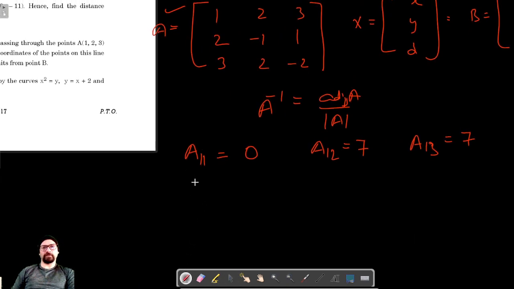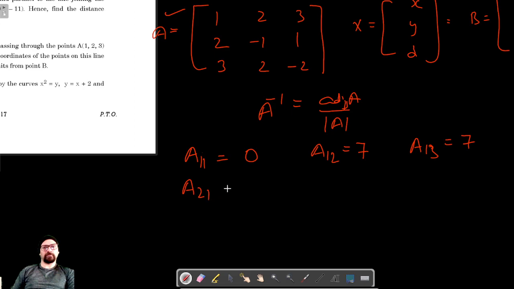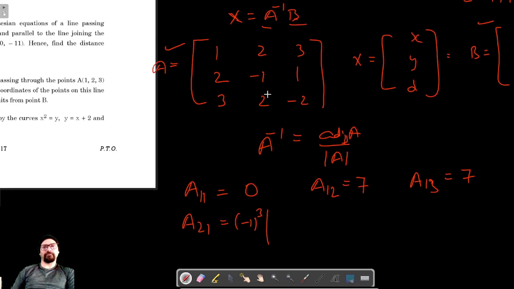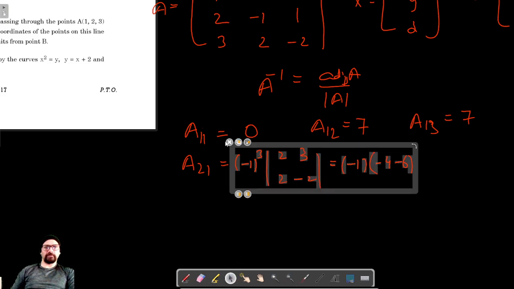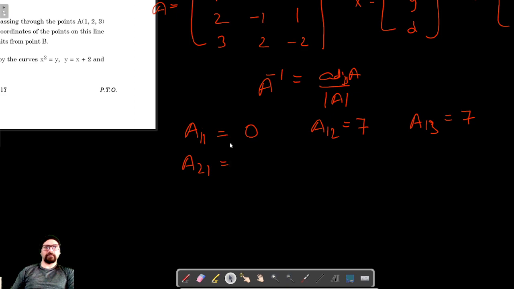Similarly, we can find the cofactor for A21. So A21, this has the negative sign because it's minus 1 raised to the power 2 plus 1, which is 3. So minus 1 cubed, and we have the determinant 2, 1, 3, minus 2, which gives us minus 1 into minus 4 minus 6, which is 10. So A21 is 10.